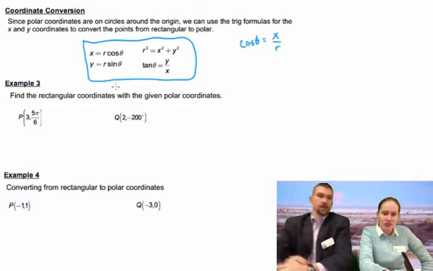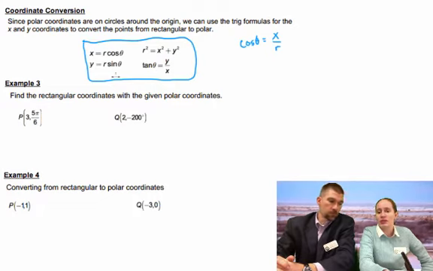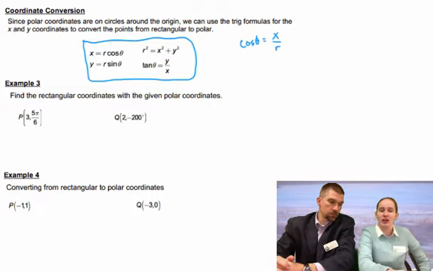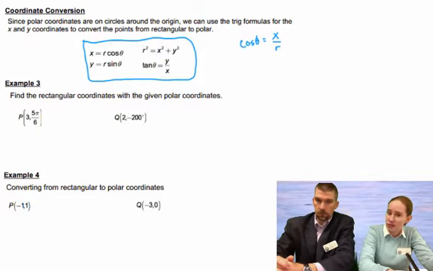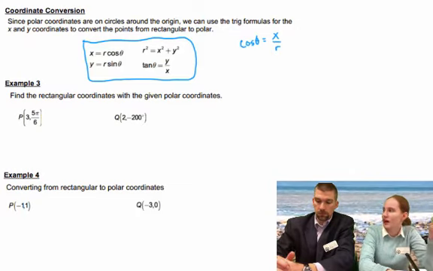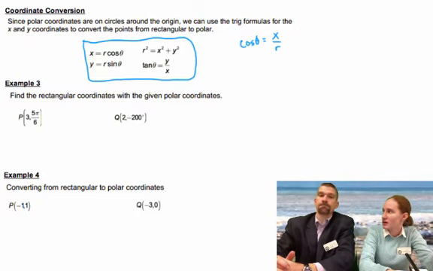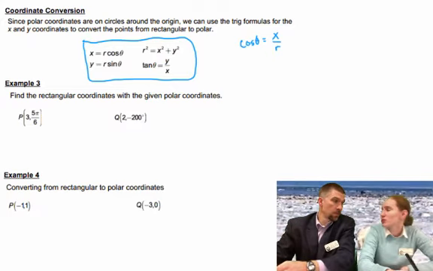All right. So example 3, we want to find the rectangular coordinates with the given polar coordinates. Now, we said there's a lot of ways you could take the same rectangular coordinate and write it with polar. There's a lot of ways you can do that, but polar only has one thing in rectangular. There's only one x, y that goes with this r, theta.